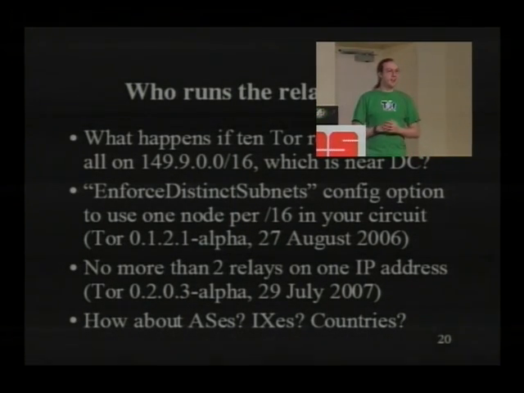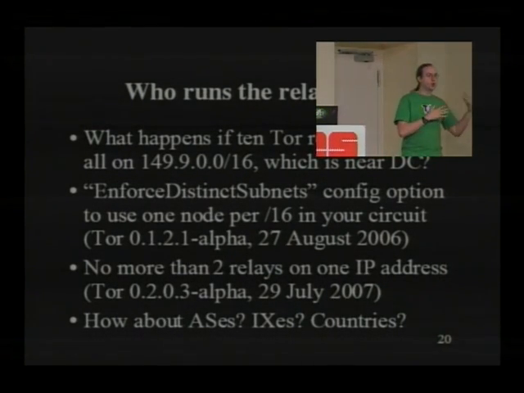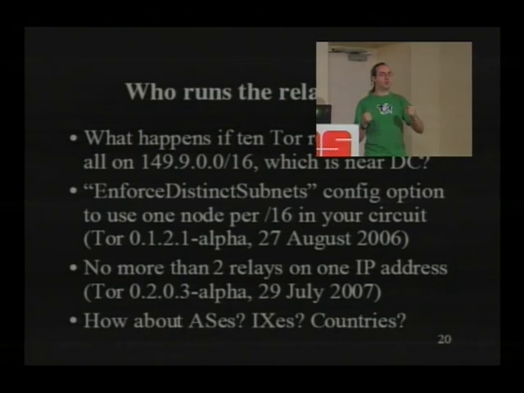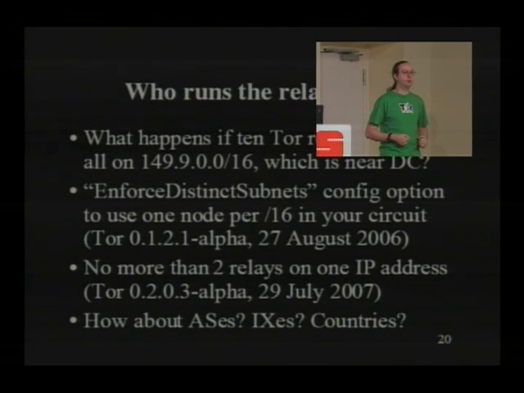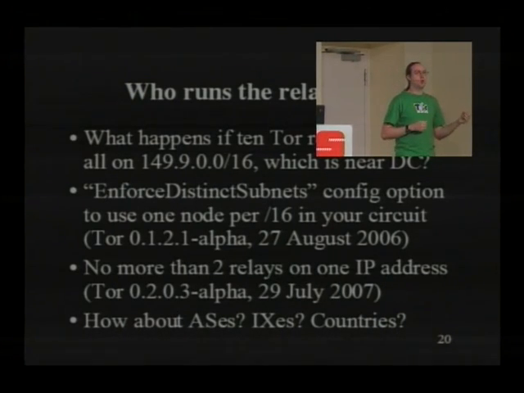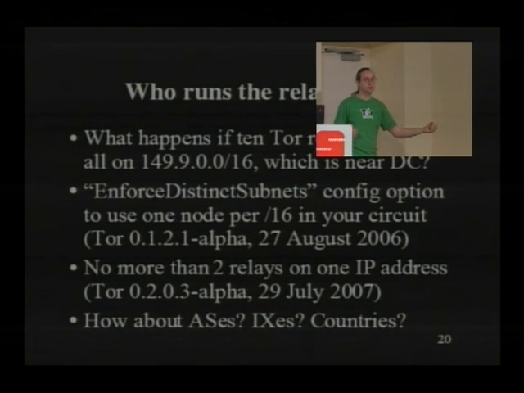So the fix for that, in that case at least, is that now the Tor clients look at the different IP addresses and say, I'm never going to use more than one relay from a given /16 in my circuit. So there are a bunch of relays from 149.9, but we'll use at most one of them when we're connecting. So that means we're never going to have one at the beginning of the circuit and at the end of the circuit.